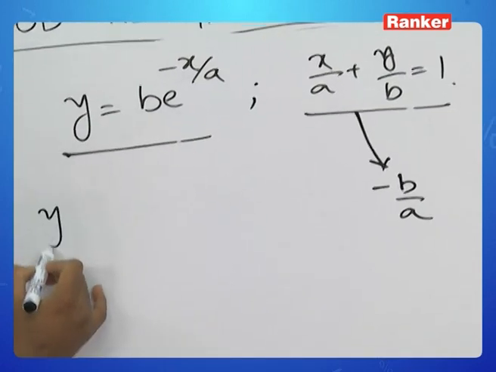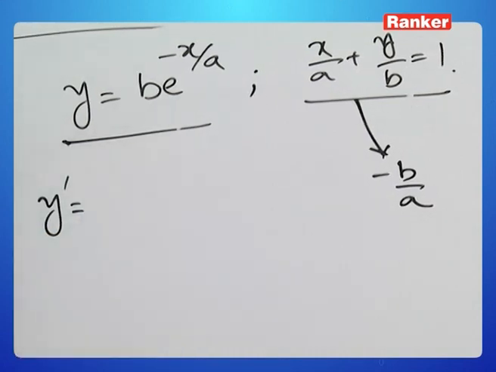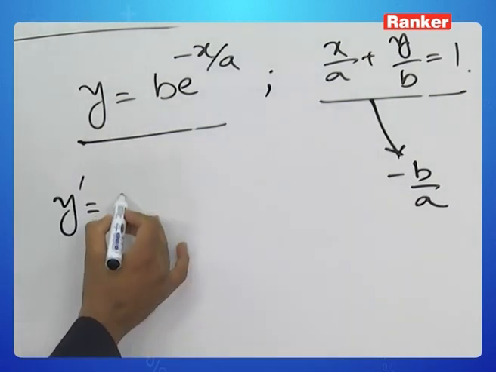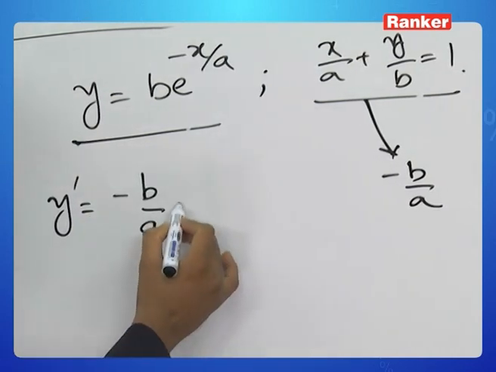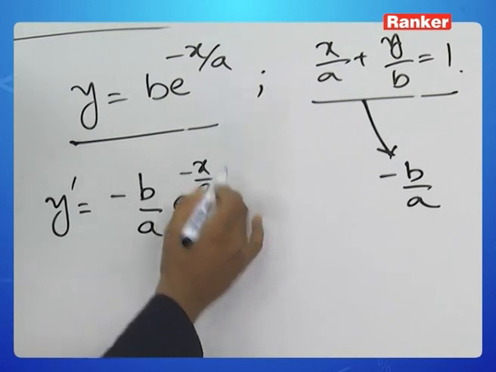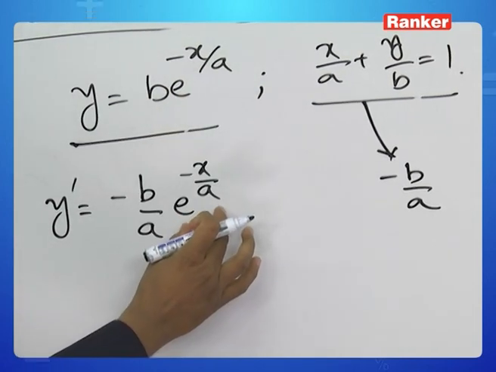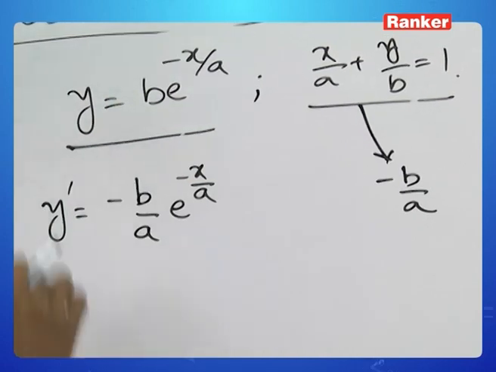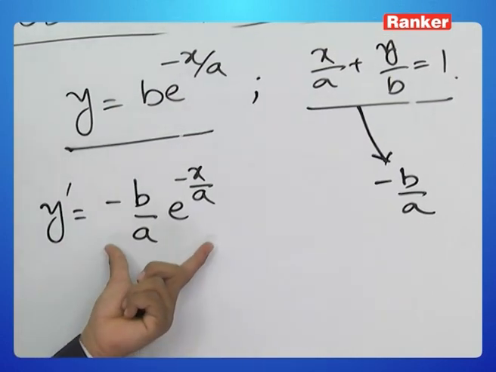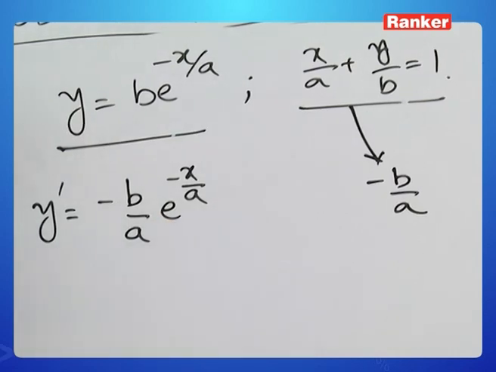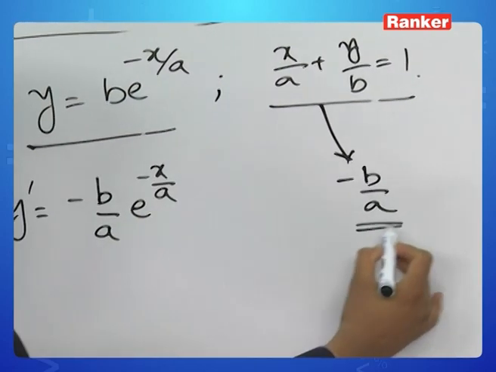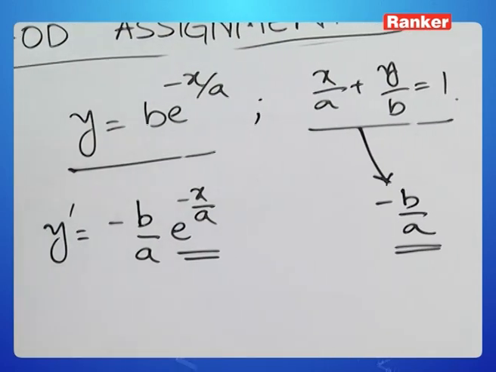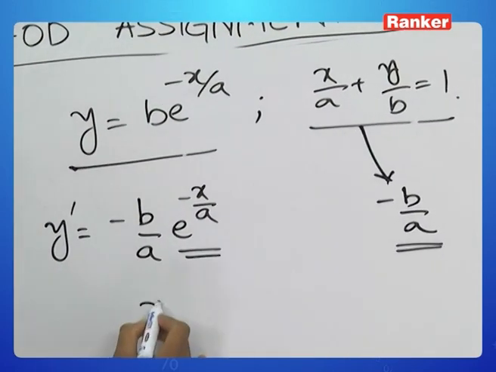Slope of the tangent at any point on the curve is given by dy by dx. Differentiate: y dash is equal to the derivative of e power minus x by a, which is minus of e power minus x by a into 1 by a, with b as it is. So the derivative will be minus b by a e power minus x by a. Now the slope of the tangent is given to be minus b by a. So we want this quantity to become 1. It becomes 1 when x is 0.